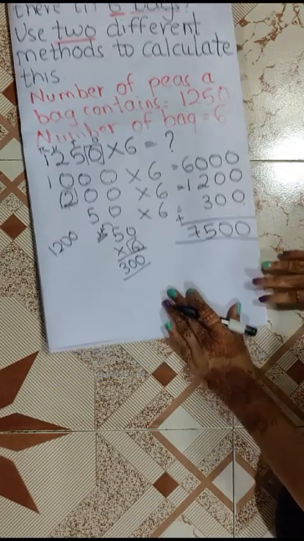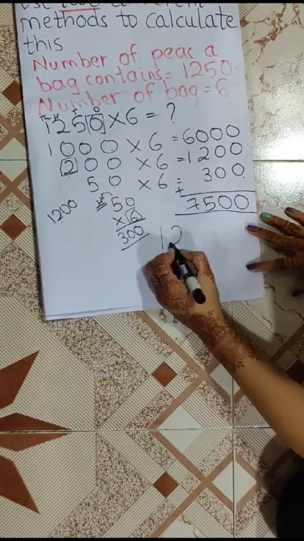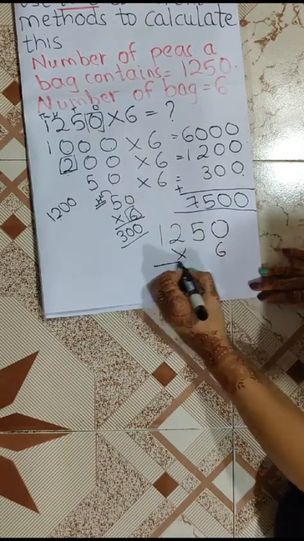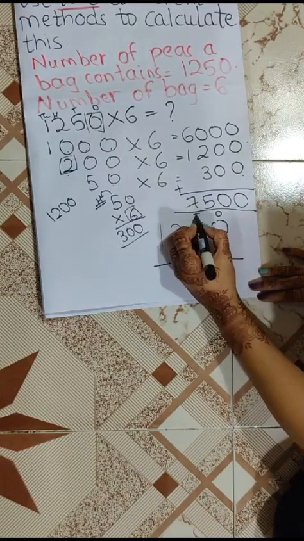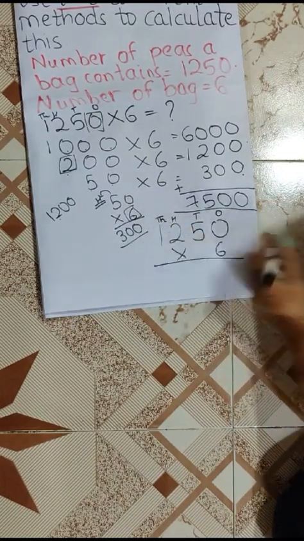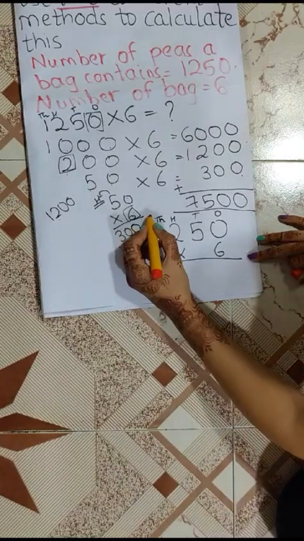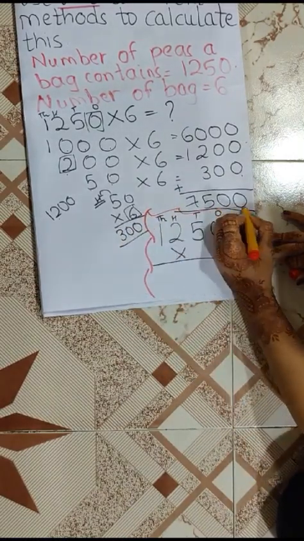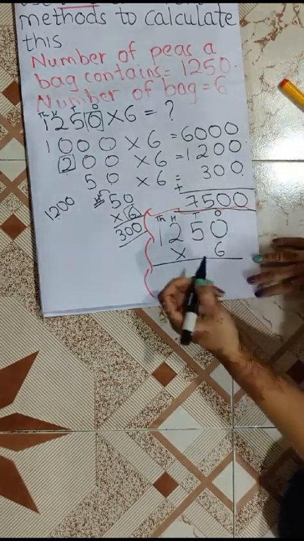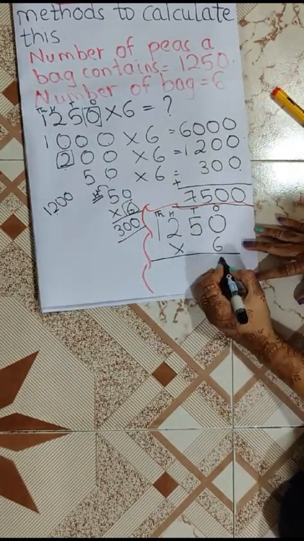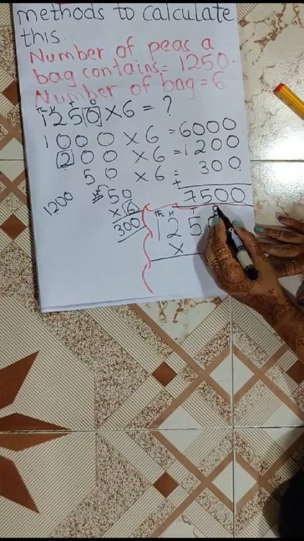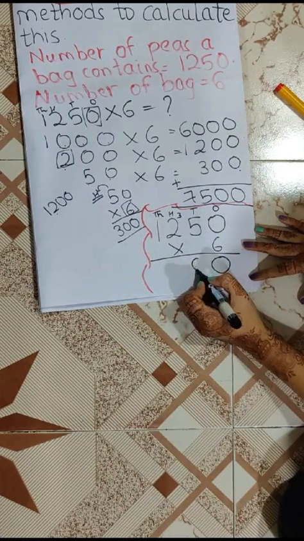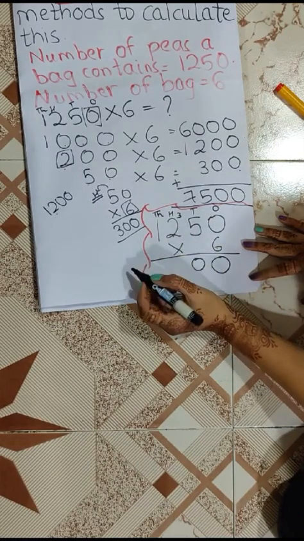Let's use the second method now. In my second method, 1250 times 6. Again, I have my ones, tens, 100 and 1000. Let me just make a clear section for the other method. So in this method, I have 6 times 0 is 0. We start with ones here, right? Now I'll go to tens. 6 times 5 is 30. 6 times 2 is 12.